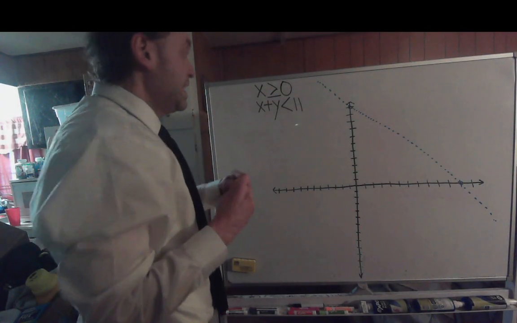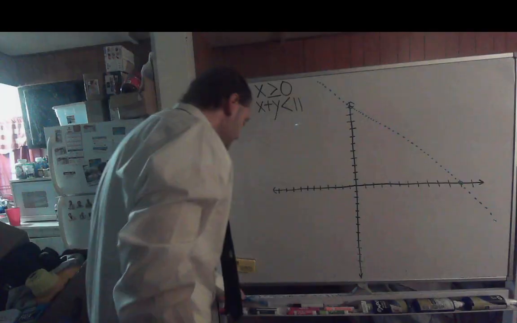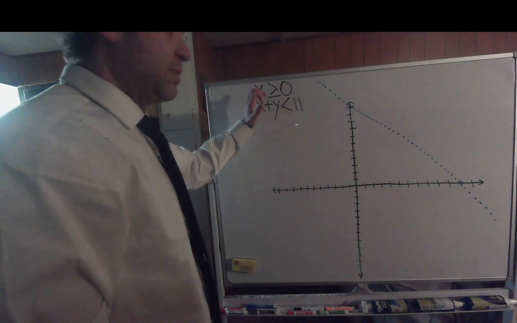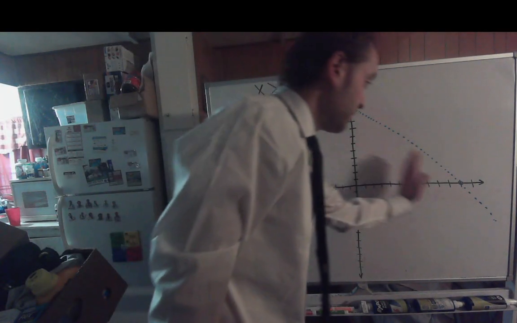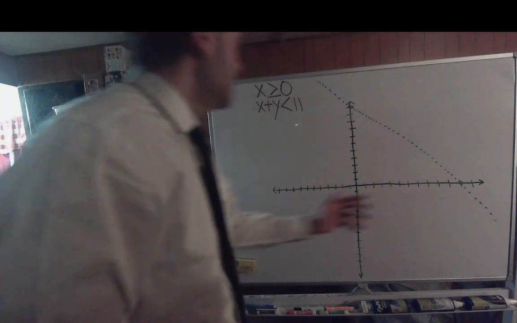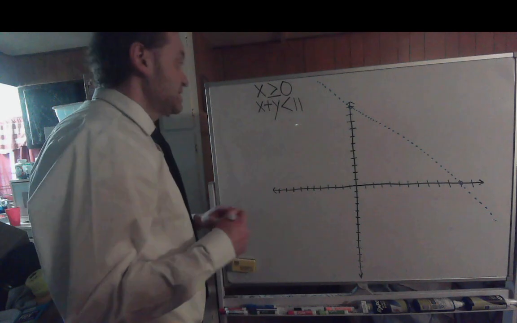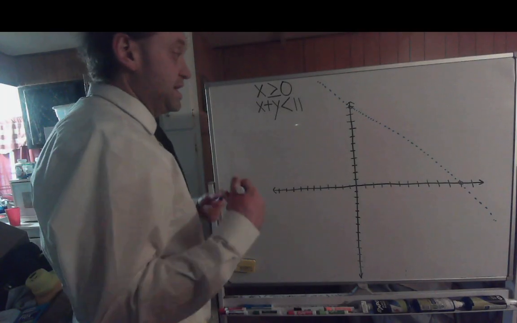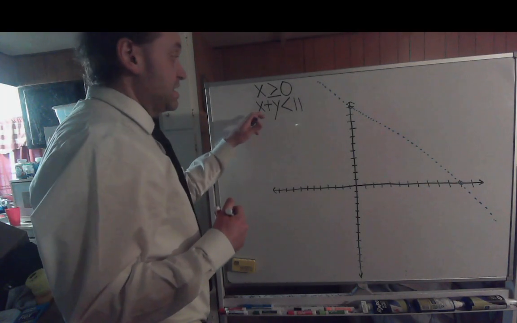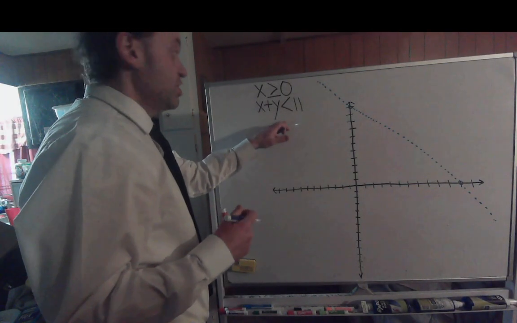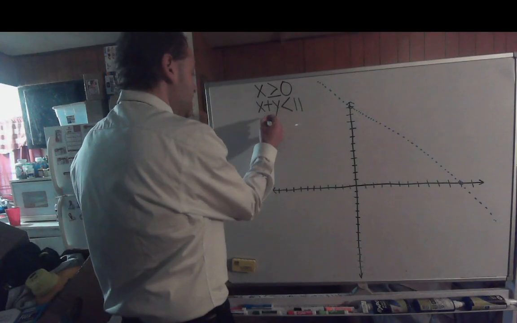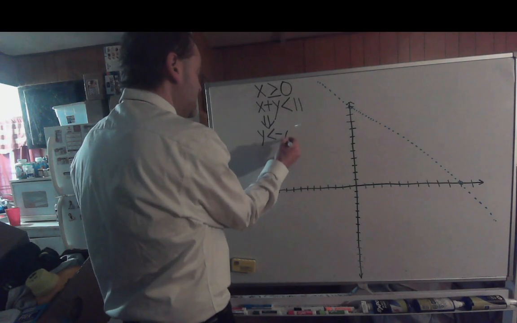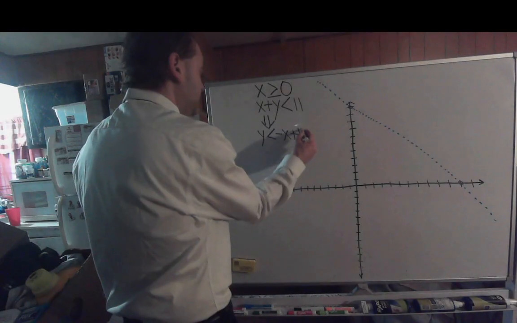All right, so now we got to shade the region that's affected. We have x is greater than or equal to 0, which is going to put you over this way. Then we have x plus y is less than 11. Well, one thing I'm going to suggest here is convert the second equation to slope-intercept form. The second equation in slope-intercept form would turn into y is less than negative x plus 11.